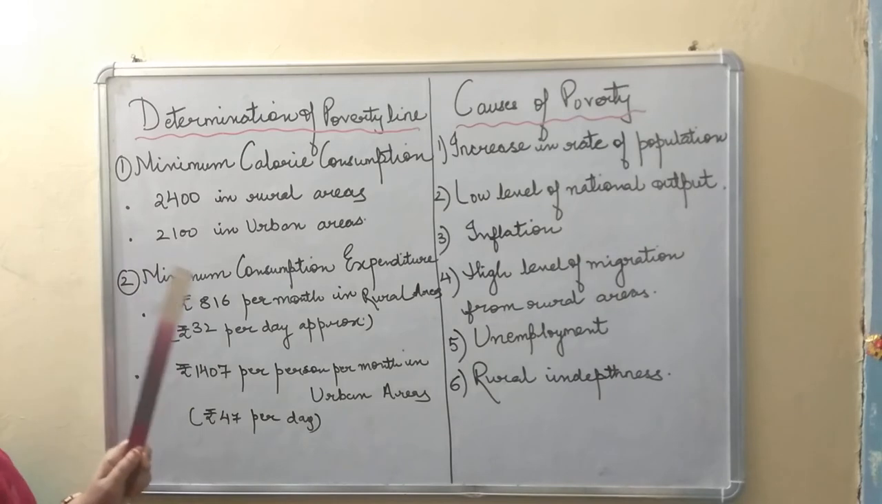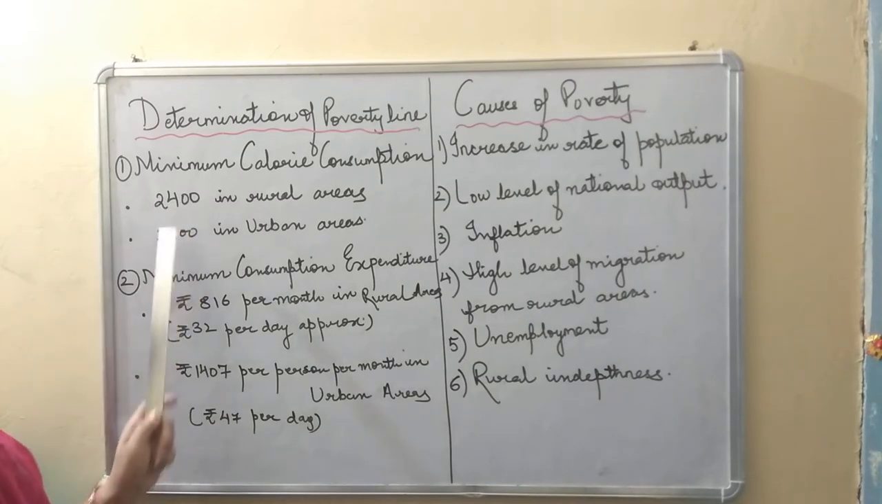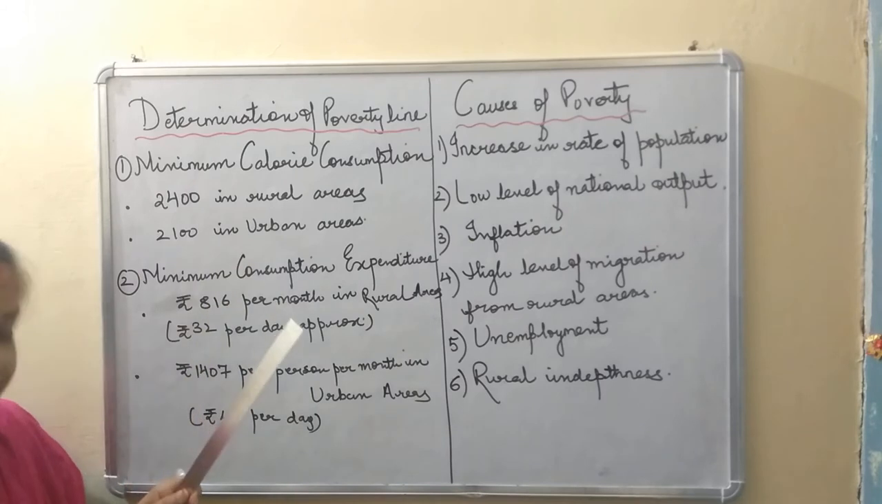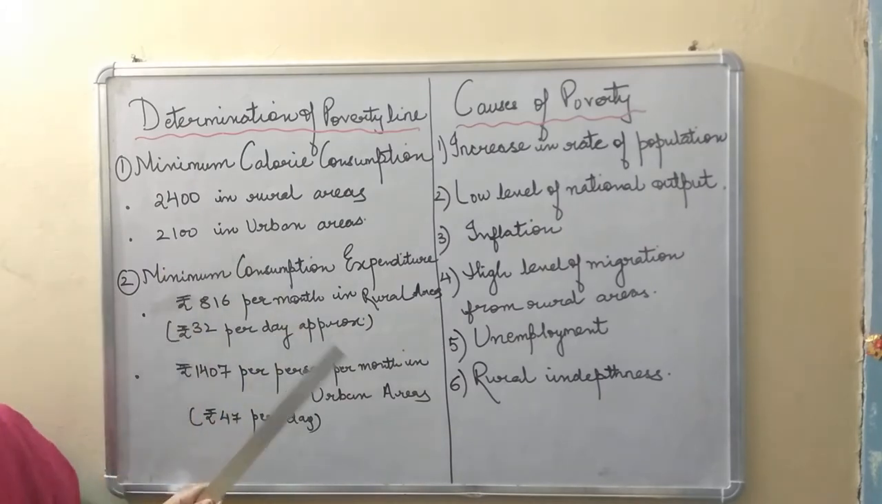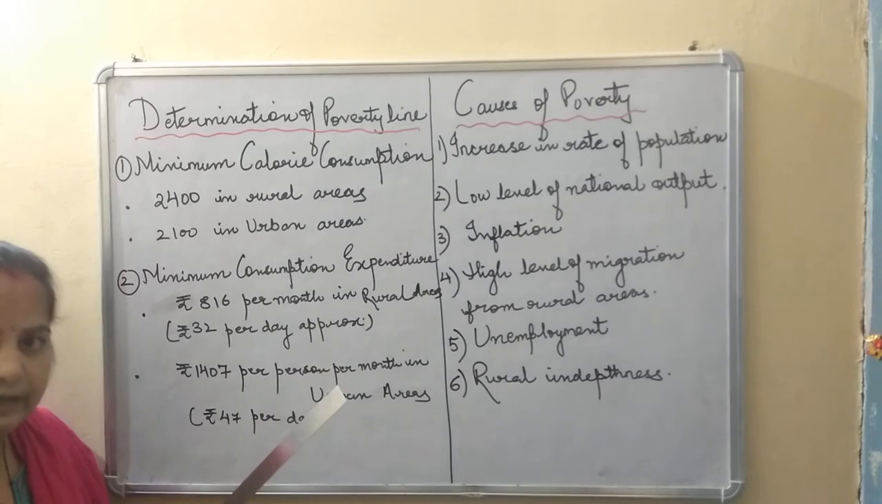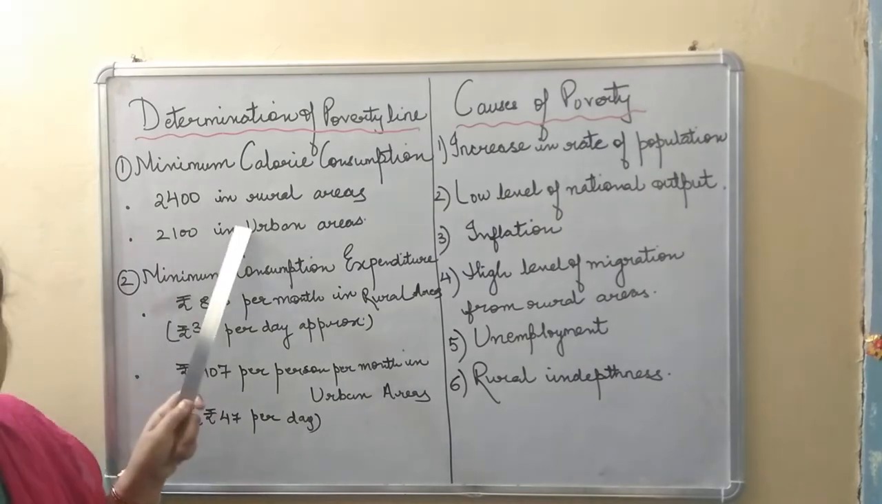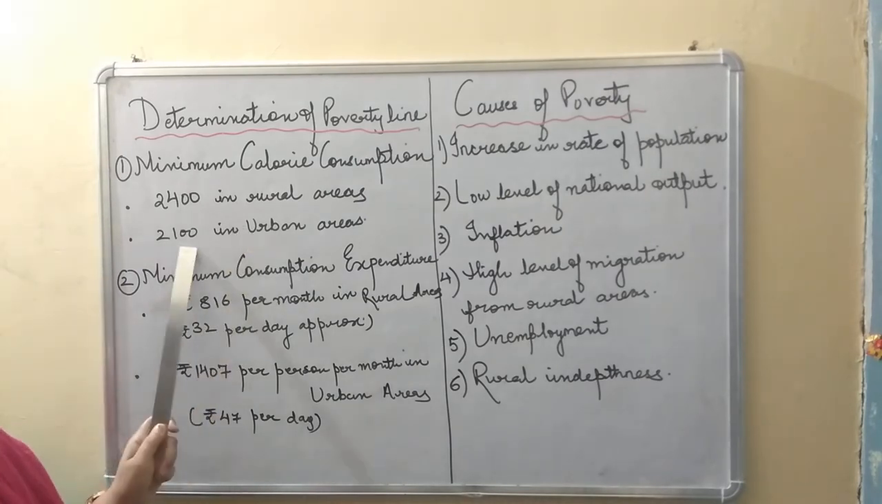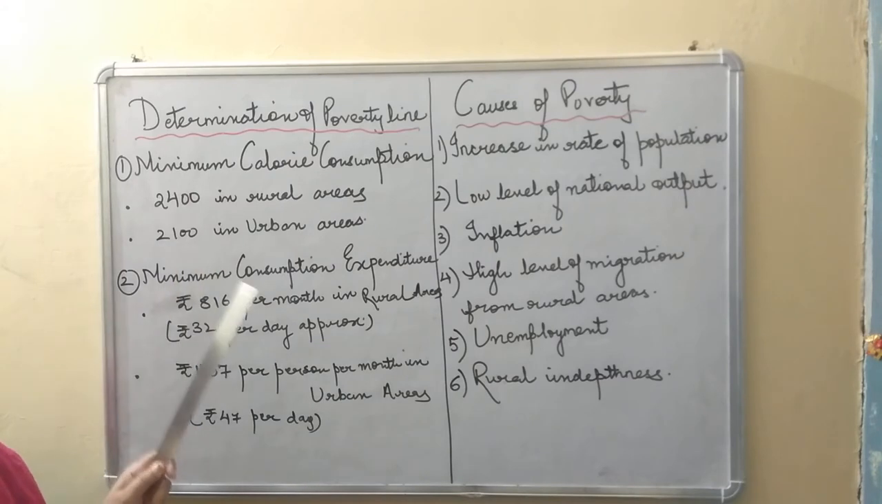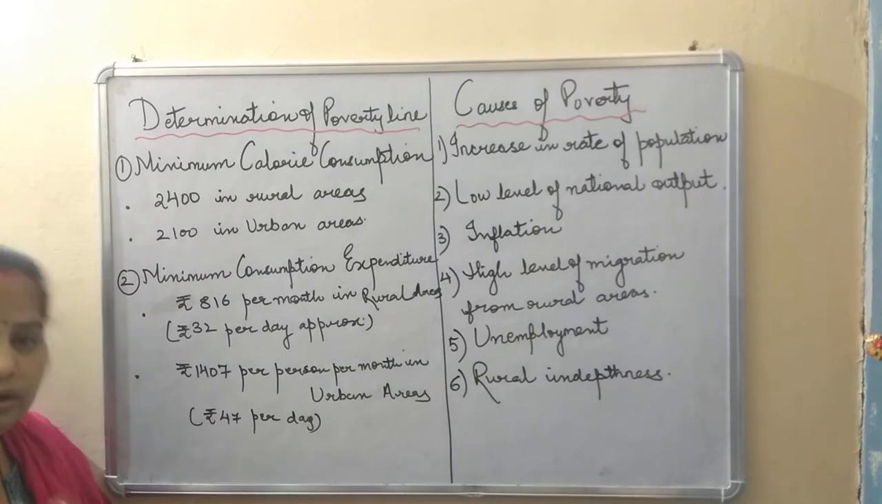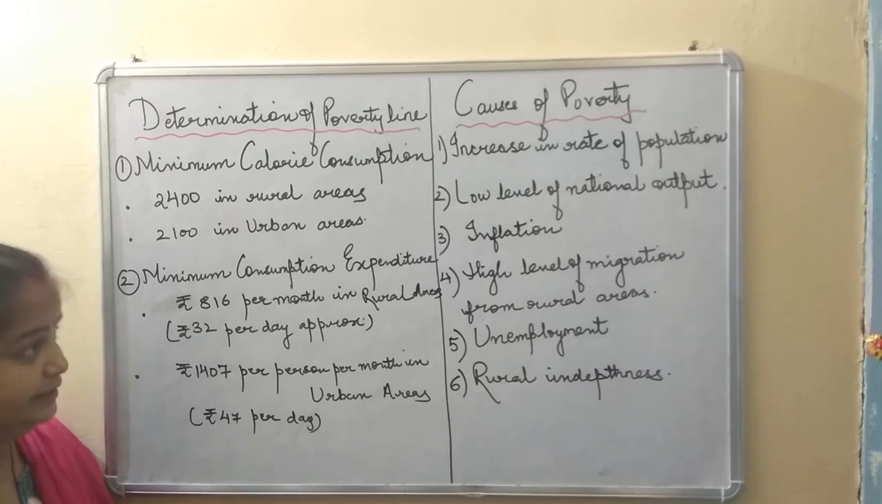Minimum calorie consumption, and 2400 is in rural areas, whereas in urban areas it is 2100. Once again let me repeat, in a rural area the minimum calorie consumption per day per person is 2400, whereas in urban areas it is 2100 calories. It means if you are living in an urban area and you are not able to take 2100 calories, then you are said to be poor. That does not include dieting.